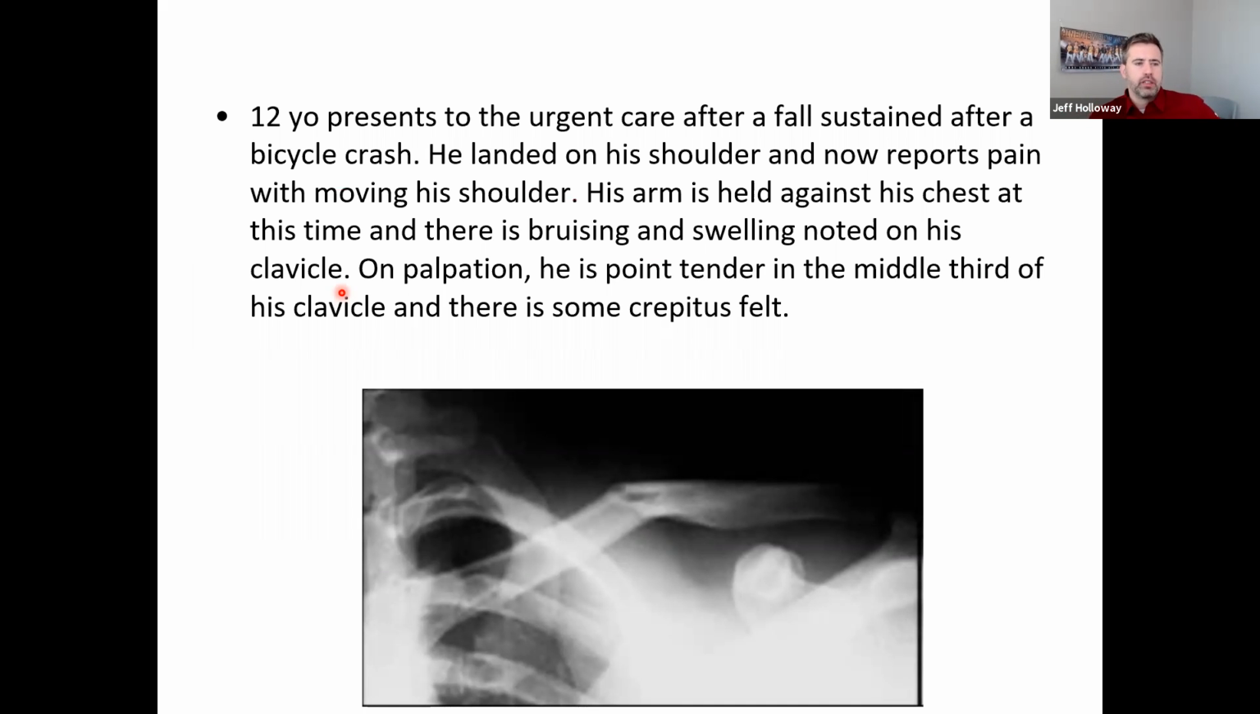So this one, you get a 12-year-old that comes in after a bicycle accident with shoulder pain. He has pain with moving his shoulder. You see some bruising and swelling of his clavicle, with point tenderness. And so you get this x-ray. What do you guys think about this x-ray? How would you describe it, and then what would you do about it?